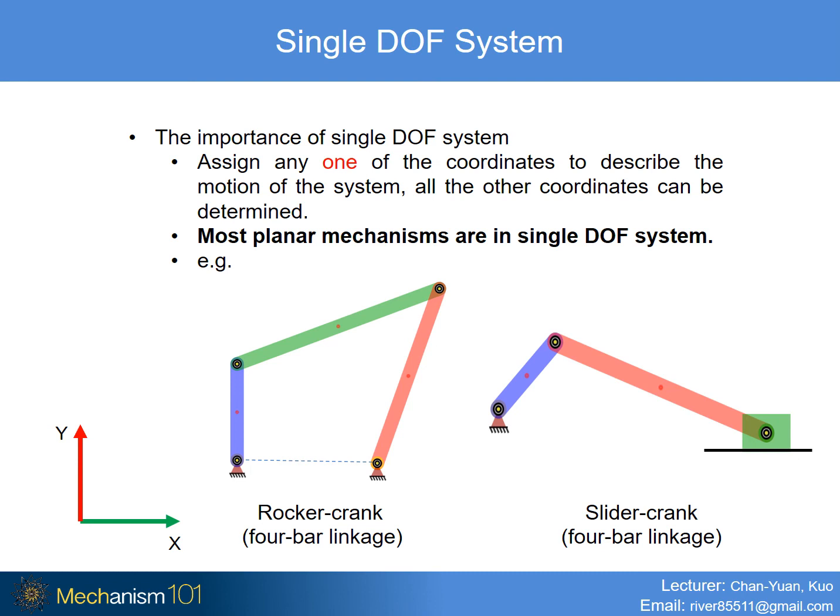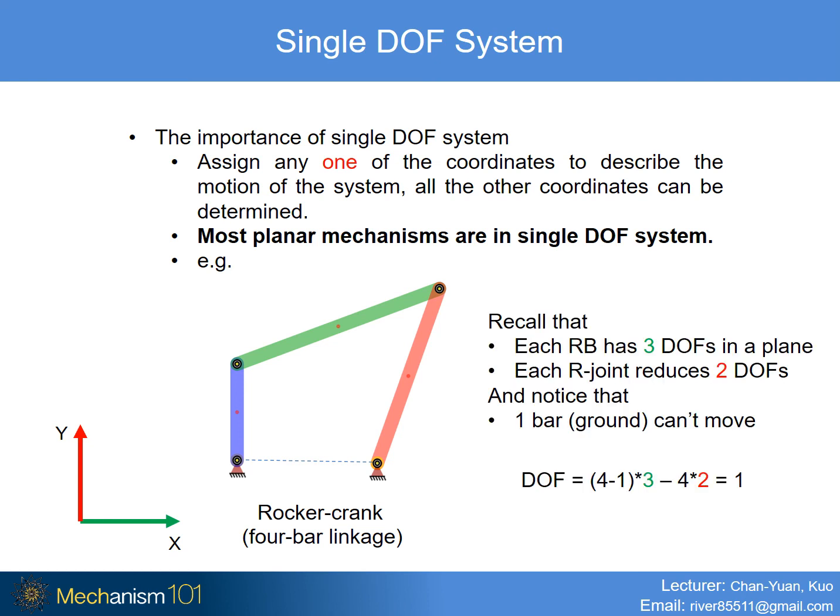such as the rocker crank mechanism and slider crank mechanism. You may be wondering why these mechanisms are single DOF systems. Therefore, now let's take a look at the rocker crank mechanism first. For a rocker crank mechanism, there are 4 bars and 4 revolute joints.